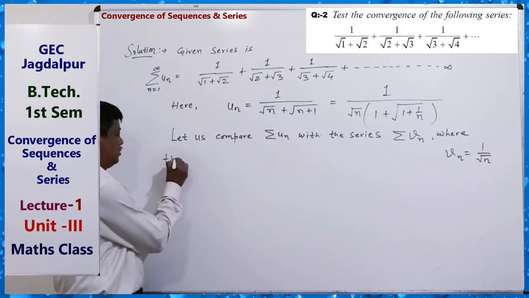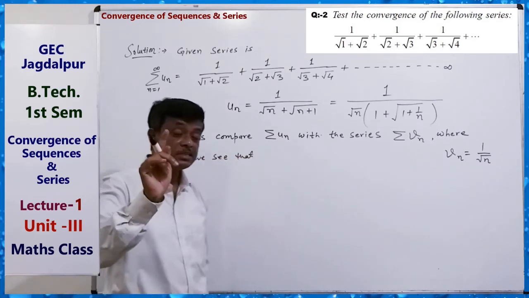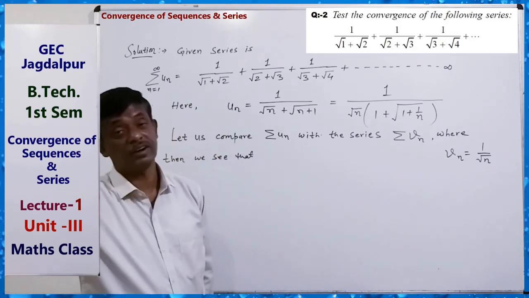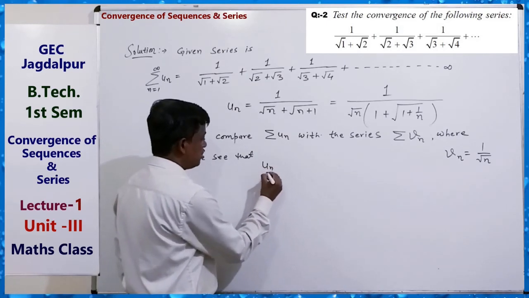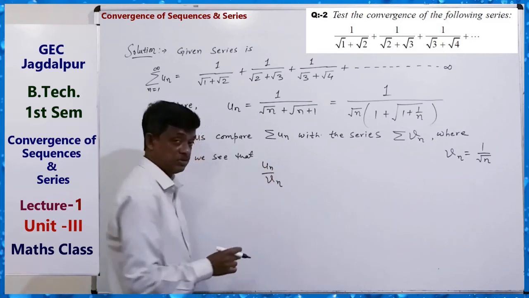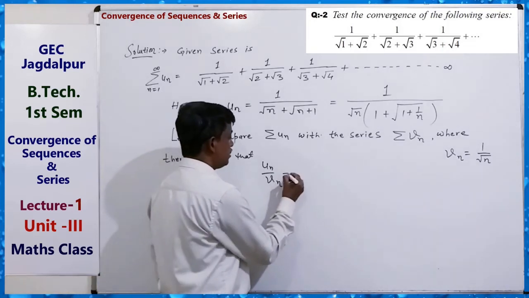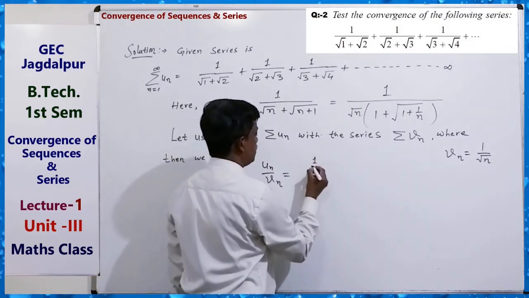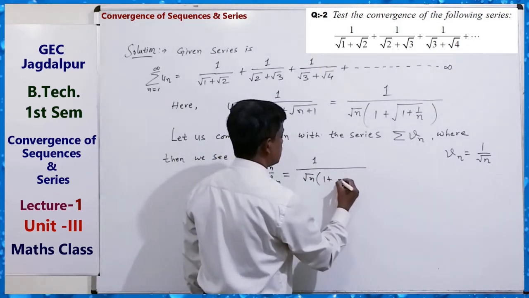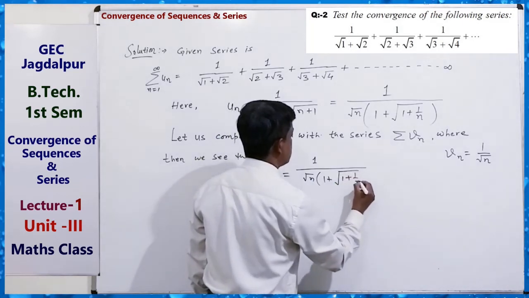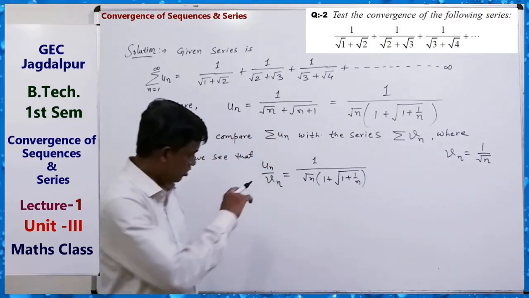Then we see comparison test can be applied if un by Vn tends to a finite quantity, not 0. Because the limit we have to find must be finite and non-zero. So un by Vn, un is 1 upon root n times 1 plus root over 1 plus 1 by n, that is un upon Vn.